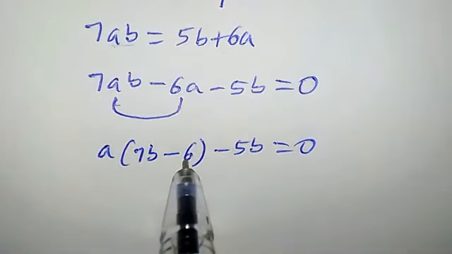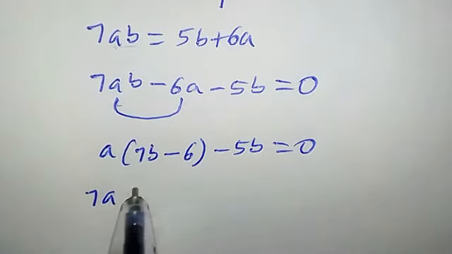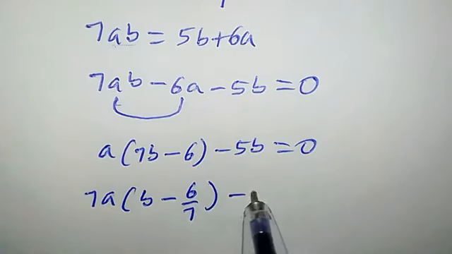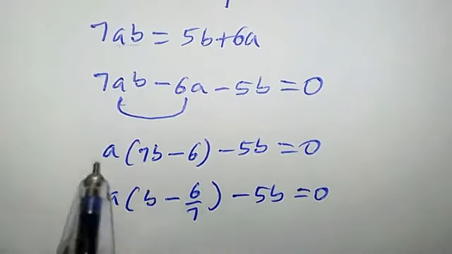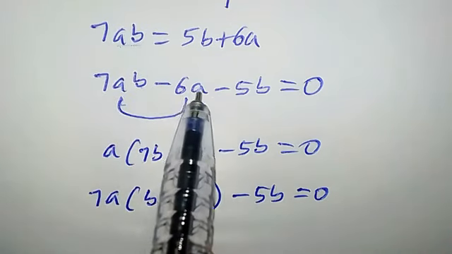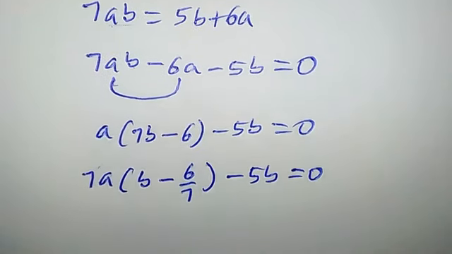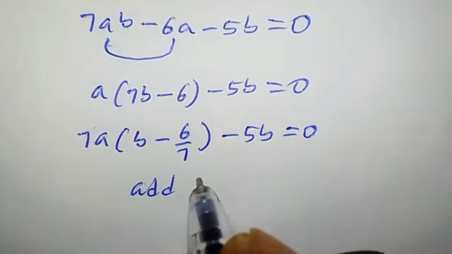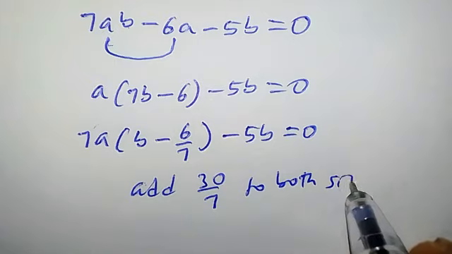Is it possible to pull out 7? Yes, it is possible. So let's do that. We're going to have 7a into b minus 6 over 7 minus 5b equals 0, because 7a times b is 7ab, and 7a times 6 over 7 is negative 6a, because this 7 will take care of this denominator. So let's proceed further. We will do one trick here. Let us add 30 over 7 to both sides.